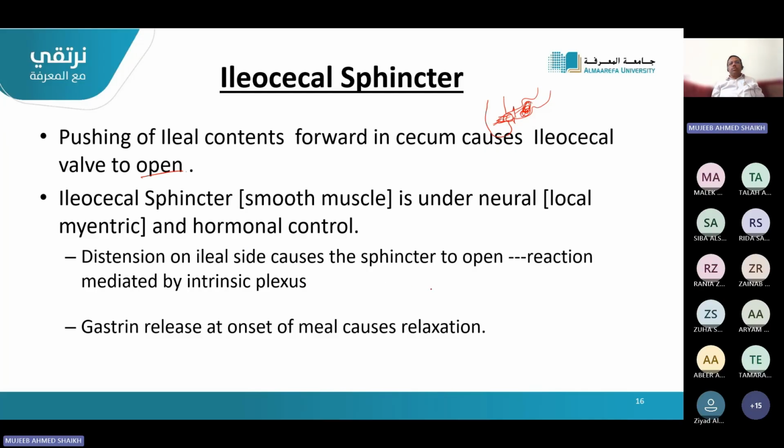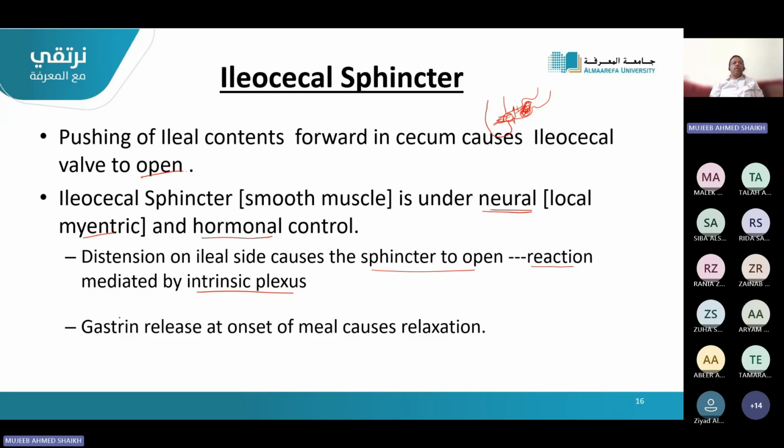The ileocecal sphincter is a smooth muscle. Again, it will be under some nervous control. Neural control is also there because of the myenteric plexus, and also under hormonal control. Distension on the ileal side will cause the sphincter to open, and the reaction is mediated by the intrinsic plexuses. So this is neural. When the food is here, it will stretch, and this will lead to stimulation of the myenteric plexus, and this will cause the relaxation or opening of the valve.